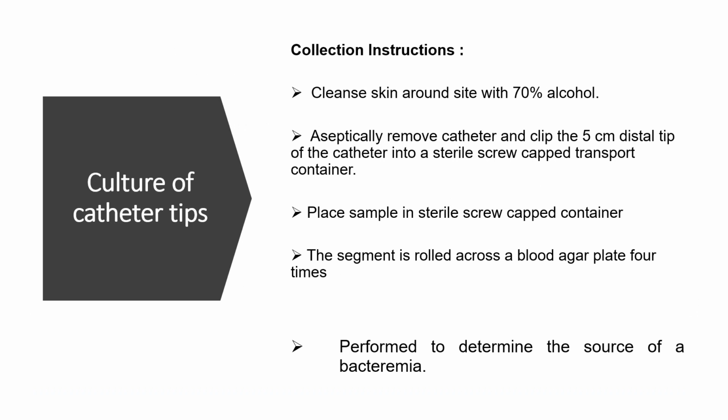Regarding the collection instructions for catheter tips, clean the skin around the site with 70% alcohol. Aseptically remove the catheter and clip the 5 cm tip of the catheter into a transport container. Place the sample in the container. The segment is rolled across the blood agar plate 4 times when it reaches the microbiology laboratory. It is performed to determine the source of bacteremia.